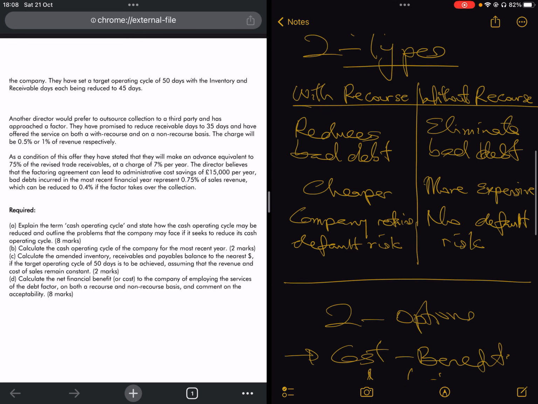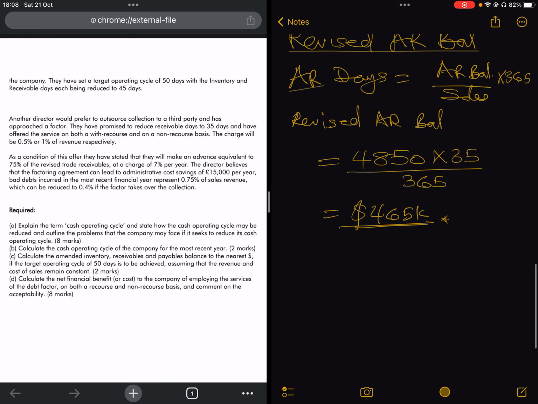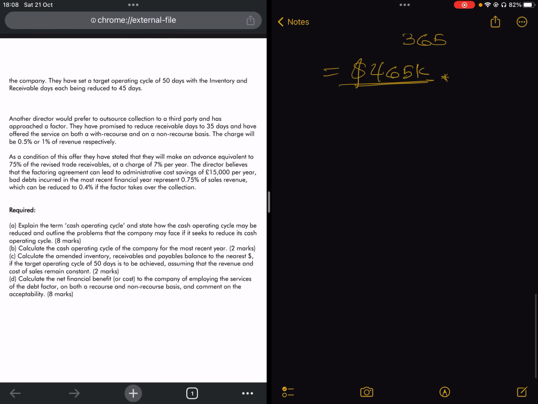Please take notes as I mentioned here. Because we do without recourse, you eliminate bad debt because there is no more default risk for the company. So now that is the gist in that question. But what's the question? D. Say calculate the net financial benefit to the company of employing the services of the debt collector, the factor, on both recourse and non-recourse basis, and comment on the acceptability. So three things involved here: the benefit of using recourse, benefit of using non-recourse, and acceptability. Those three things we must remember to talk about them.